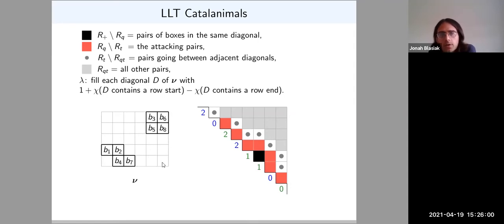Okay, let me go to the next slide. And then these red squares are the attacking pairs. That's RQ delete RT. So for example, this box, which is the second box in reading order, attacks this box B3. So B2 attacks B3. That's indicated by this red square over here.